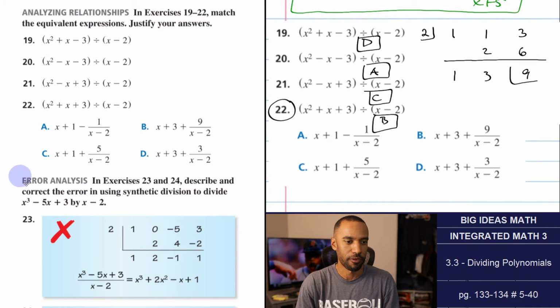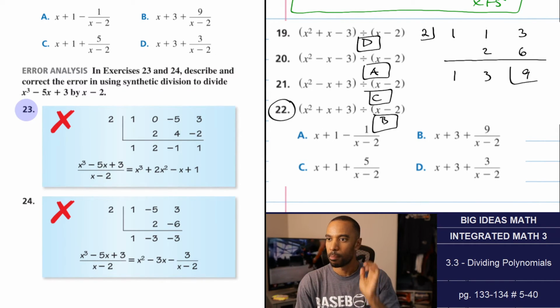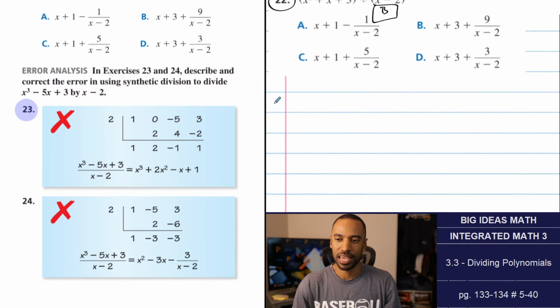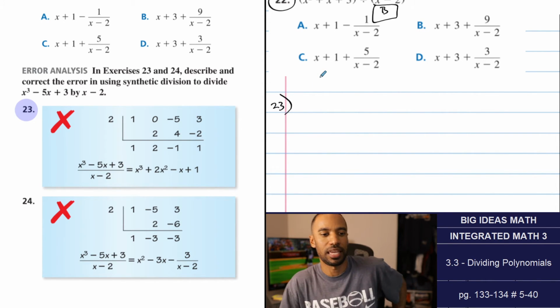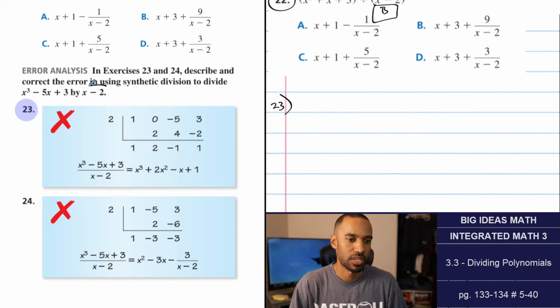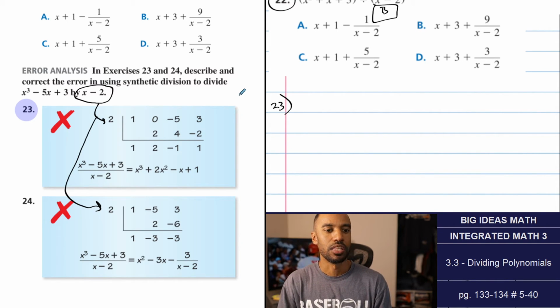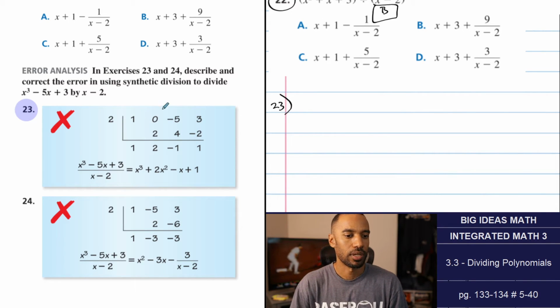Okay, numbers 23 and 24, error analysis. Describe and correct the error in using synthetic division to divide x cubed minus 5x plus 3 by x minus 2. Okay, now one mistake they did, I'm looking at both things here early on to see would they do it. One mistake they do not show is, notice how it says x minus 2 as your factor. That would mean 2 is your root. They did correctly use 2 as your root both times on here, okay? There are often times where people will not put that, and so that was a mistake I expected to see, but it wasn't here.